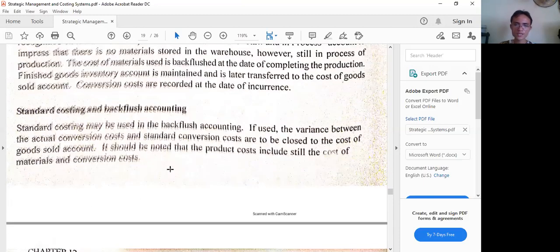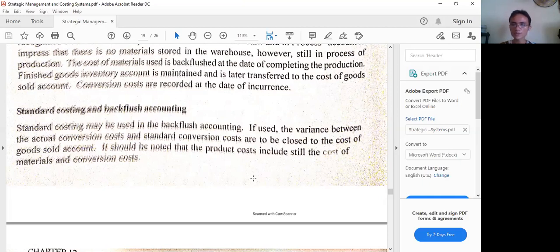What about standard costing? This can also be applied in terms of getting the variances. So we have the actual versus the standard conversion cost, and they are to be closed to the cost of goods sold account. As a principle in closing variances, remember the first rule is that if it is immaterial, we can close it to cost of goods sold. If it is material, then we are going to allocate it to work in process inventory, to finished goods, and to cost of goods sold.